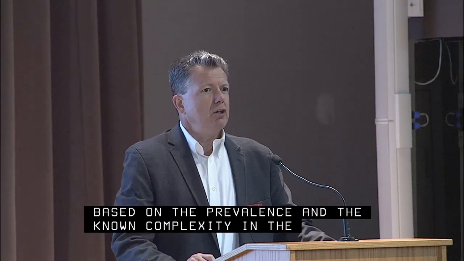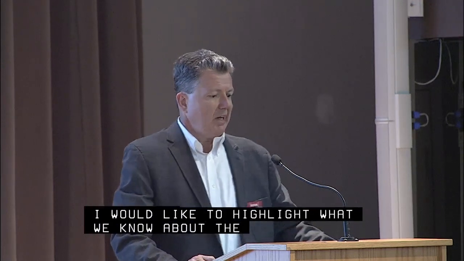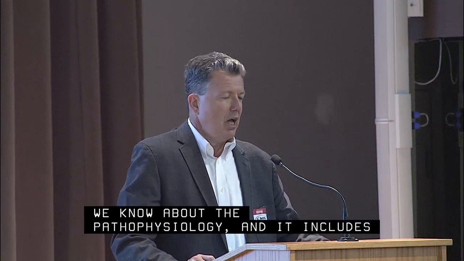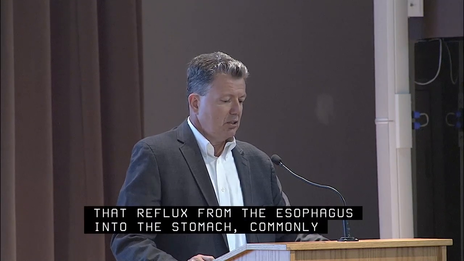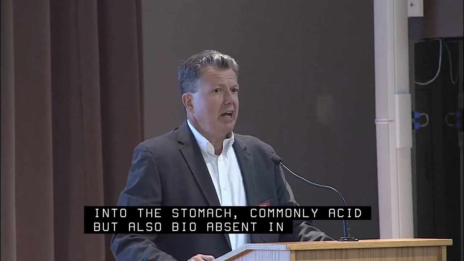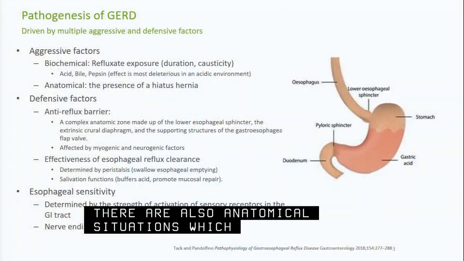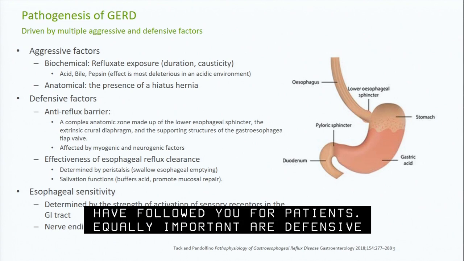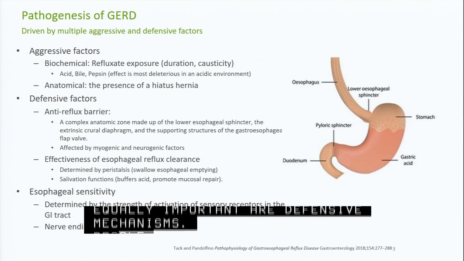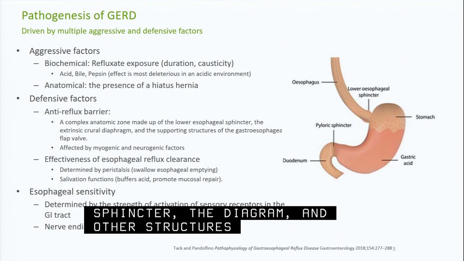I'd like to highlight here what we know about the pathophysiology of GERD, and it includes a lot of players, including aggressive factors like contents that reflux from the stomach into the esophagus, commonly acid, but also prevalent are bile, pepsin, and other mediators in the gastric contents. There's also anatomical considerations like a hiatal hernia, which clearly imply pathology for patients. But equally important are defensive mechanisms. People have an anti-reflux barrier, which includes the lower esophageal sphincter, the diaphragm, and other structures around the LES that really protect the esophagus from the contents in the stomach. There's also myogenic and neuropathic approaches in this space as well.